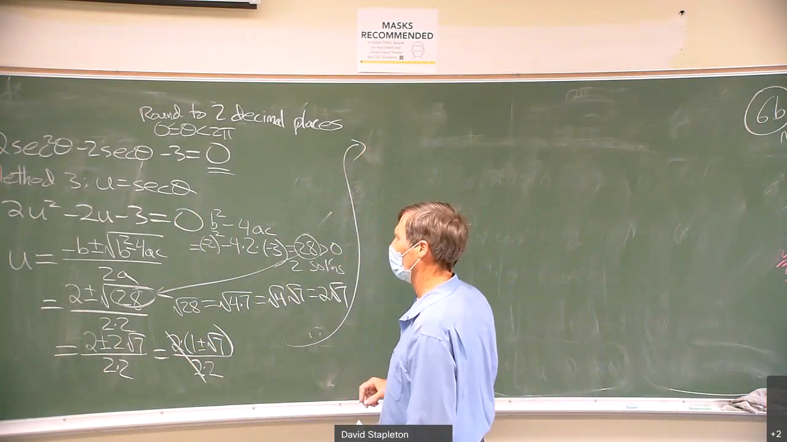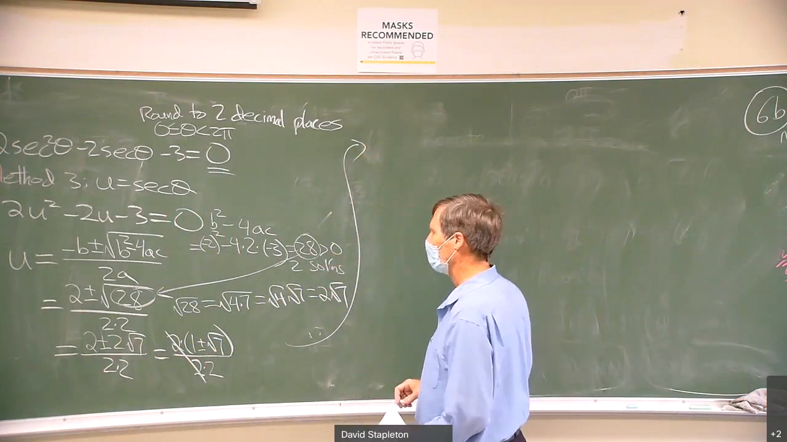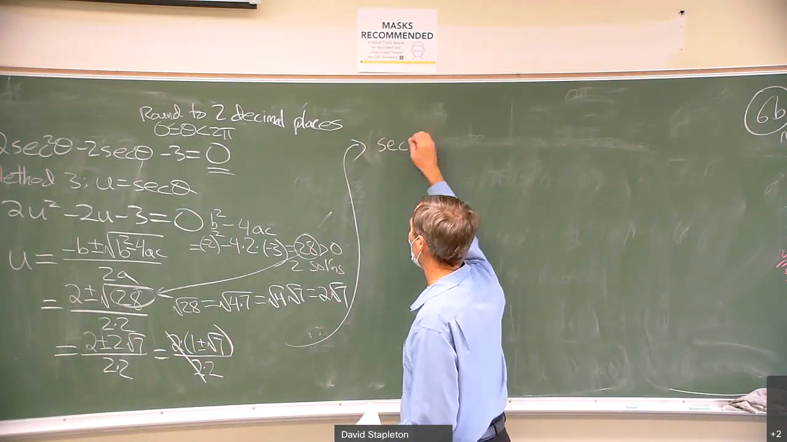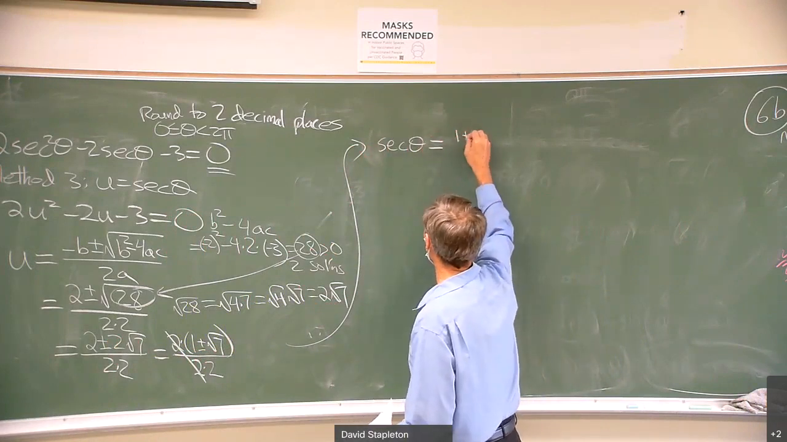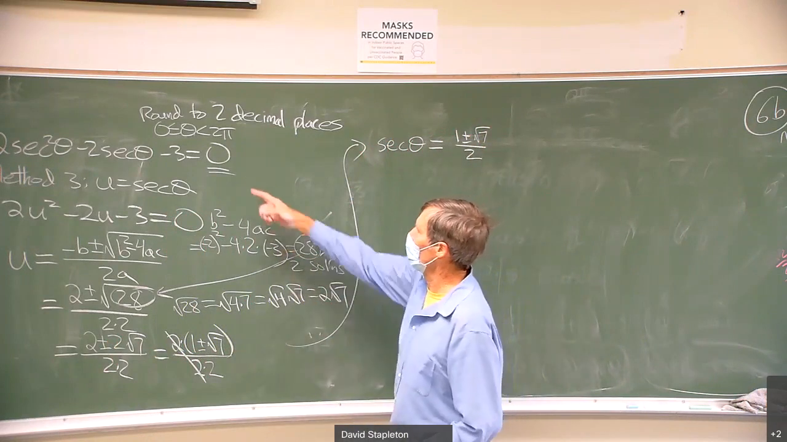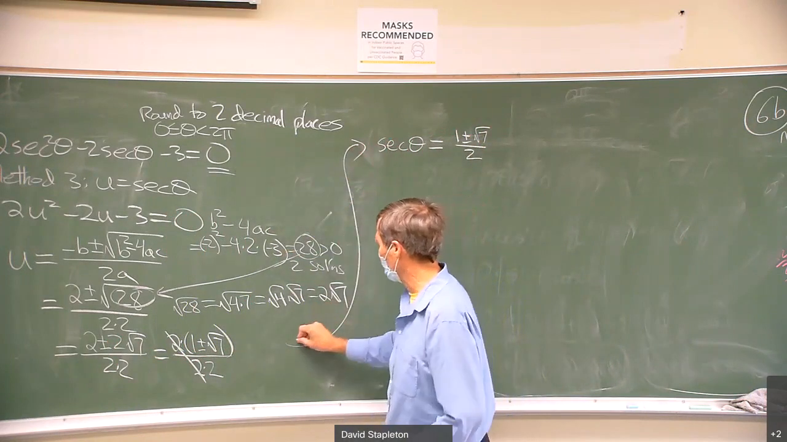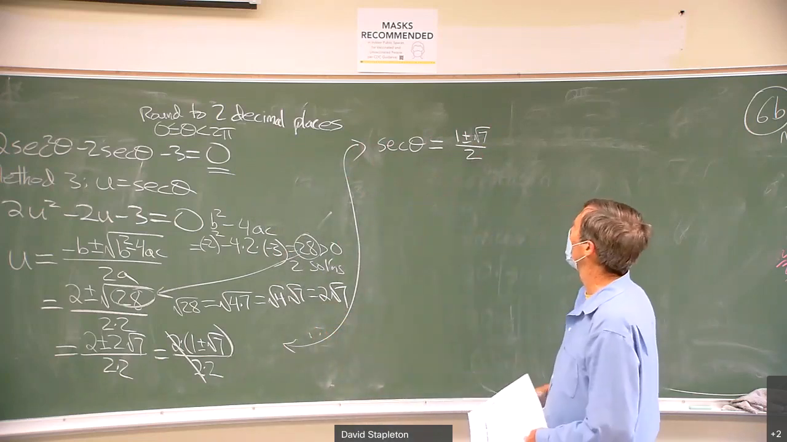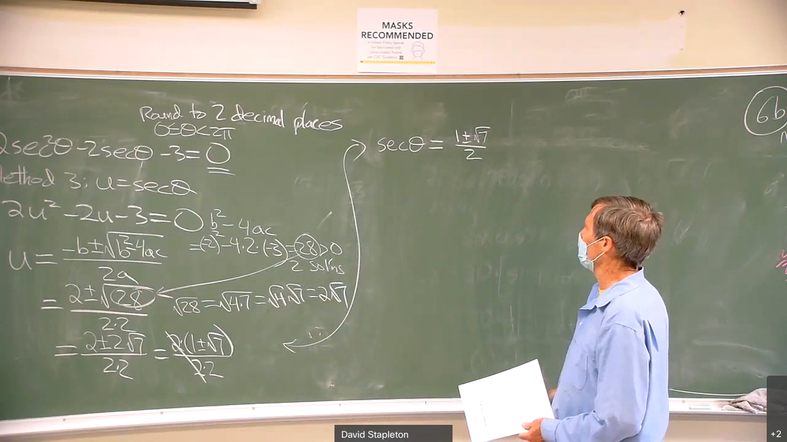All right, so u can be either of those things, but u was secant theta, so what we have now is secant theta equals 1 plus or minus the square root of 7 over 2. This original equation is equivalent to this one. I'll put double arrows to point that out. This is the same solution set as that had. 2 solutions, 1 for the plus and 1 for the minus.